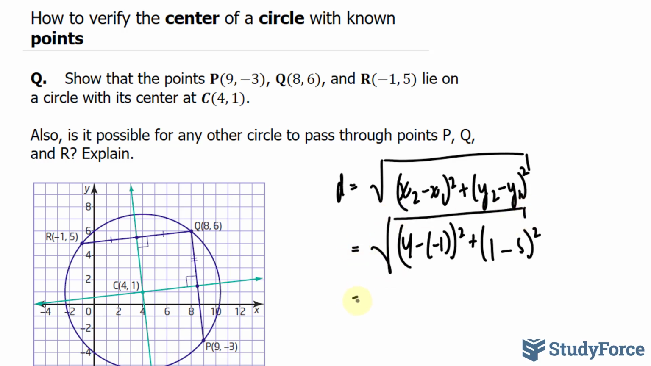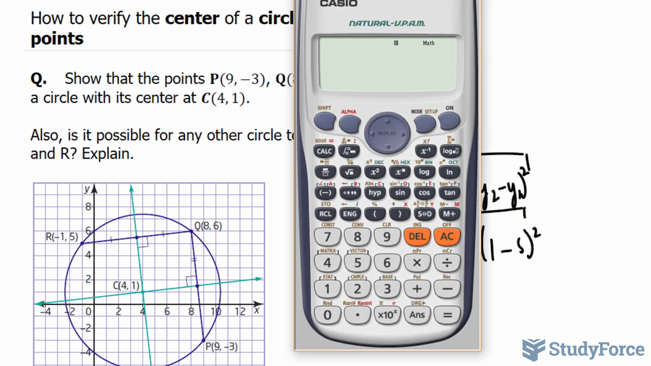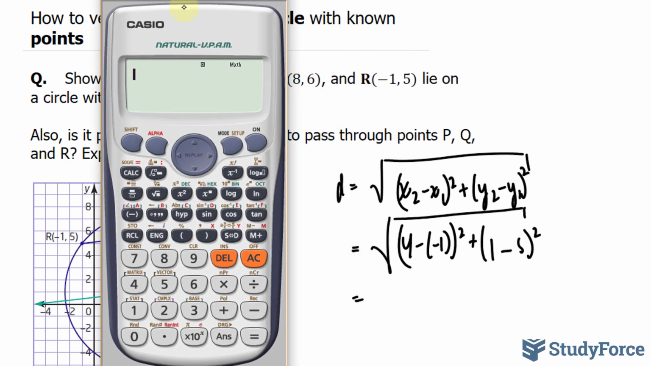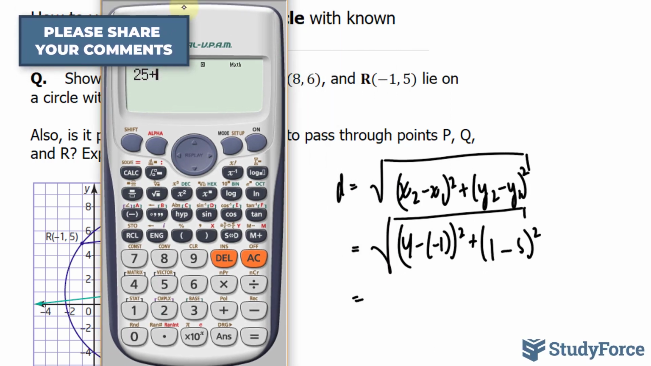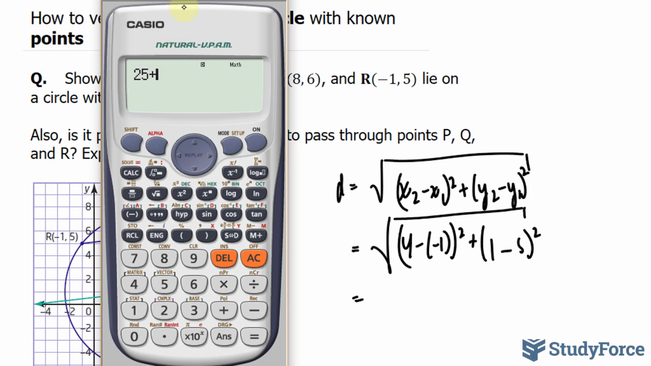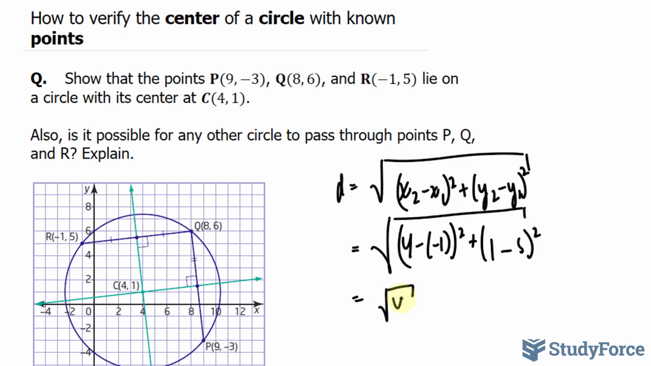We have 4 minus negative 1 squared plus 1 minus 5 squared, and we're going to take the square root of that eventually. Using our calculator, we have 4 minus negative 1, which is 5, that's 25, plus 1 minus 5 is negative 4 to the power of 2 is positive 16. So we have the square root of 41.